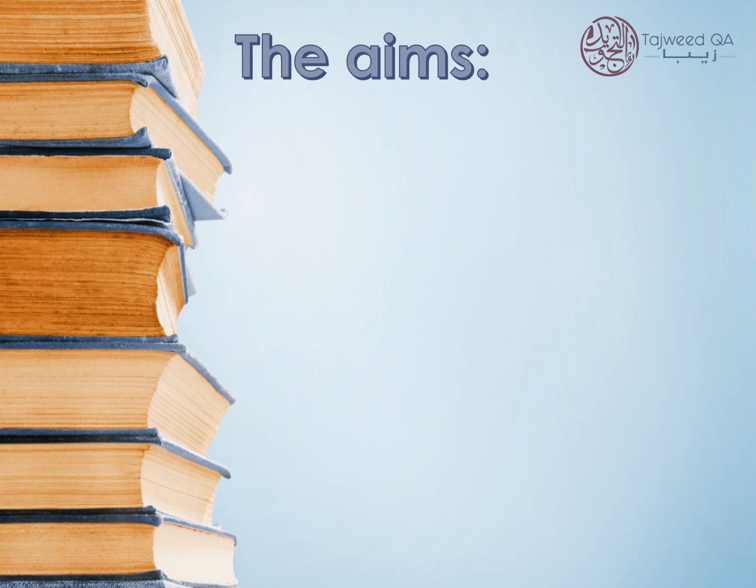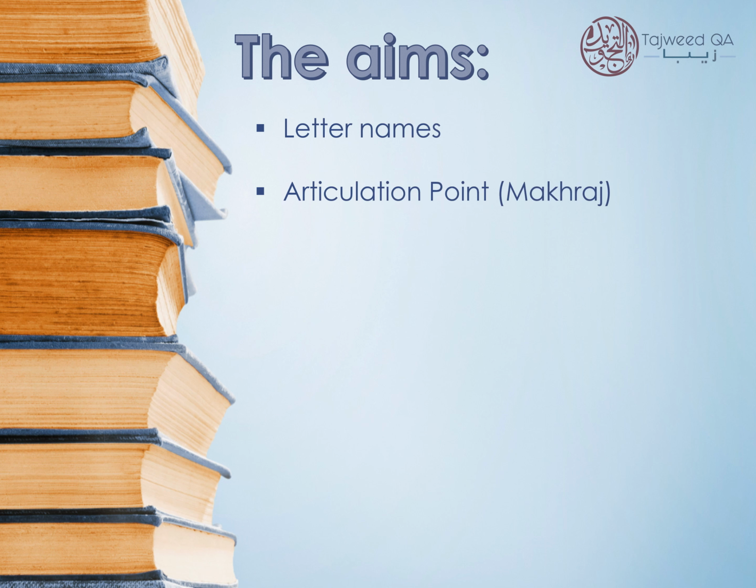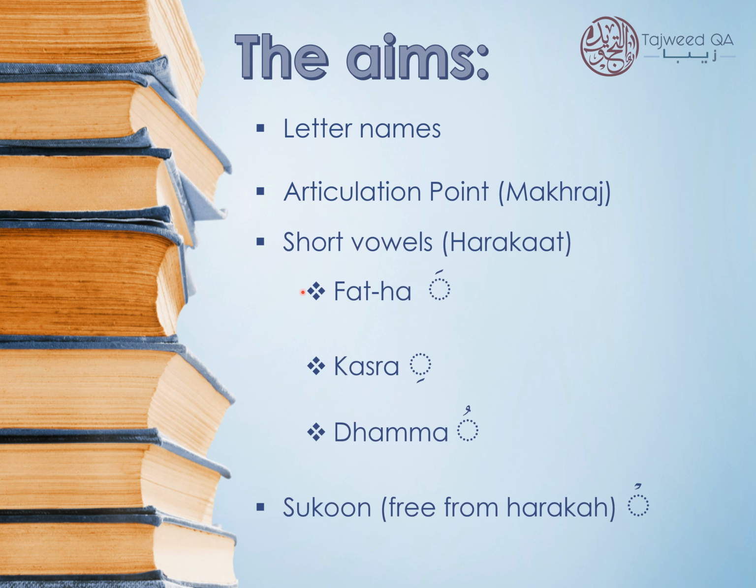So to recap the aims of each of the lessons that we're going to cover, we will look at the letter names and the phonetic sound of each letter and the articulation point of each letter, which in Arabic we call the Makhraj. For each letter, we will pronounce it with one of the three short vowels, Fatha, Kasra, Dhamma, and we will also pronounce the letter with Sukoon, which means free from one of these short vowels.